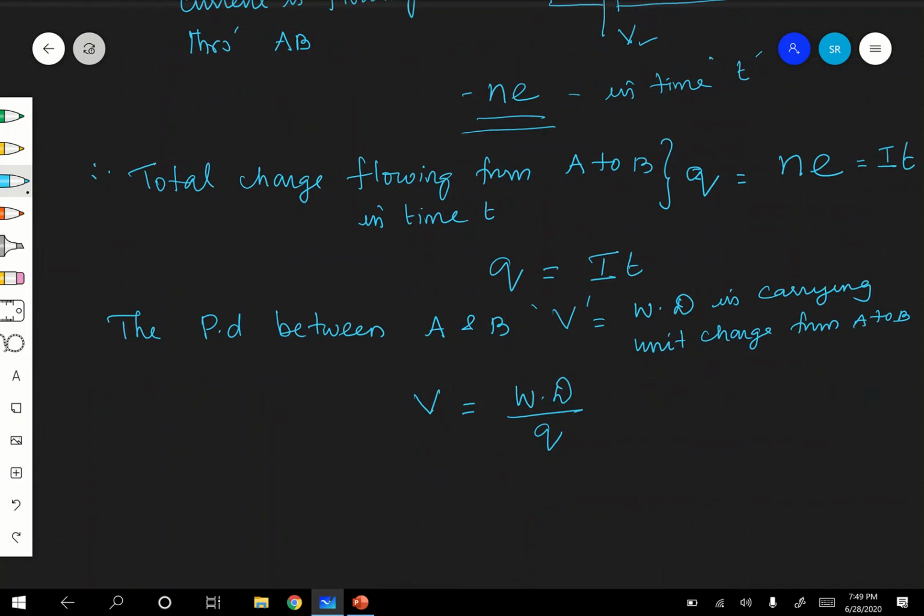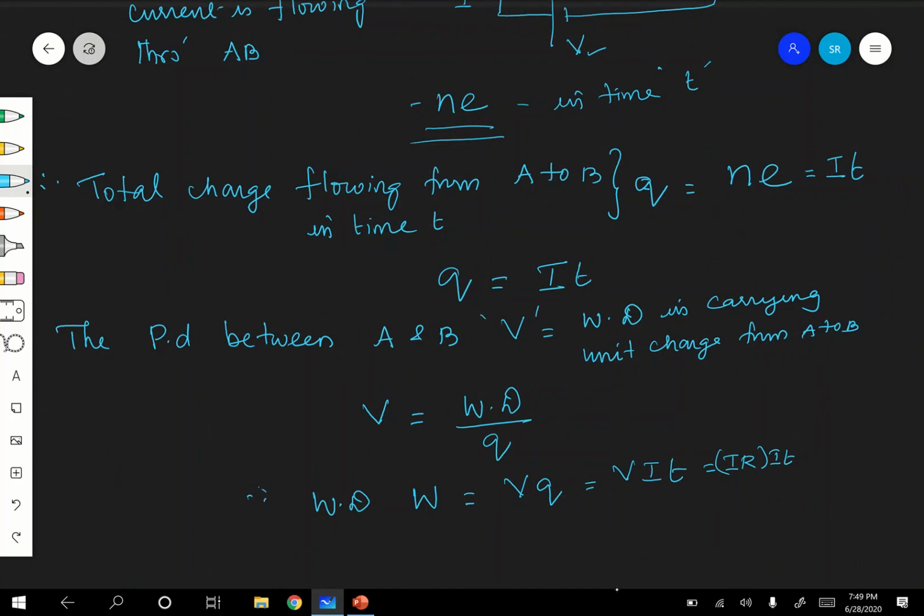Therefore, now what will be the work done? Work done W is equal to V into Q. These things are not new. We have seen everything in electrostatics, right? Now Q is equal to IT. Therefore, W is equal to VIT. And V is equal to IR by Ohm's law, so it is IR into IT, and that is nothing but I squared RT. Are you following, children?